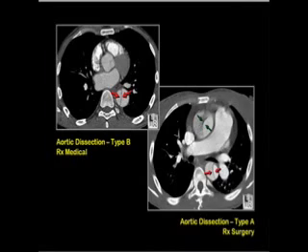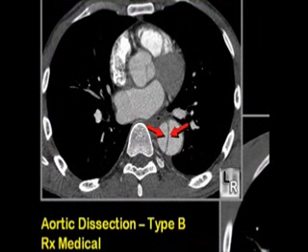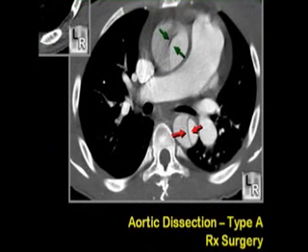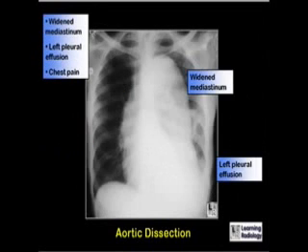Aortic dissections which are type B dissections spare the ascending aorta and are usually treated medically. Aortic dissections which involve the ascending aorta are type A dissections, and they're usually treated surgically. Conventional radiography is not a very sensitive means of demonstrating an aortic dissection, but if you see a patient who has a widened mediastinum and a left pleural effusion, especially if they're complaining of chest pain, then you should be worried about the presence of an aortic dissection.